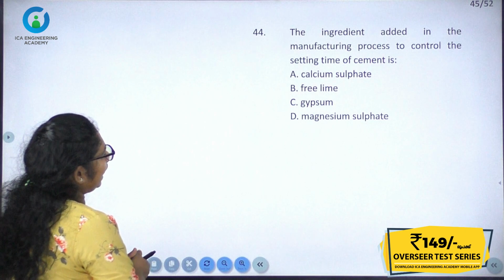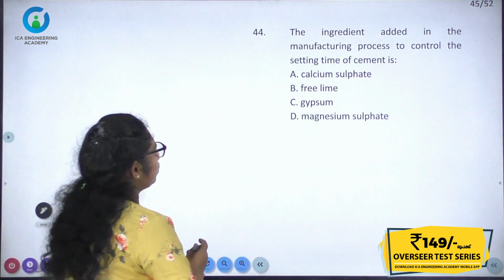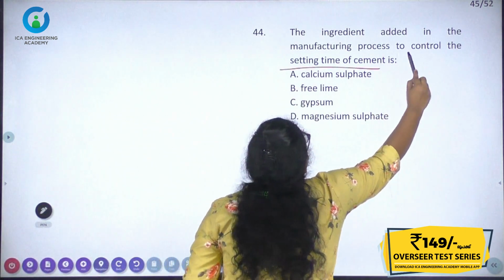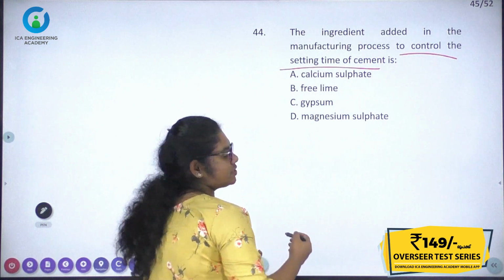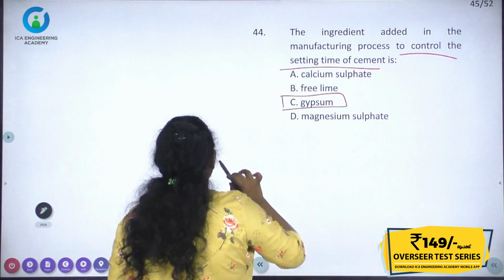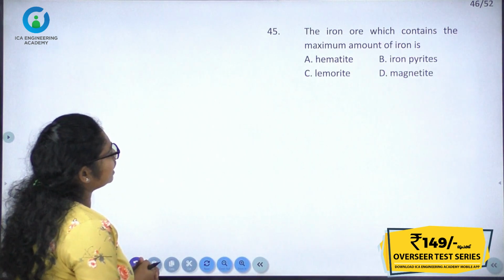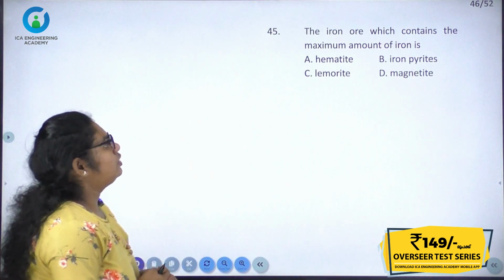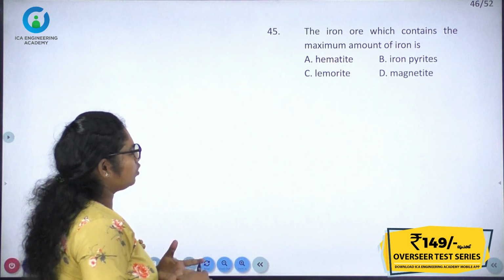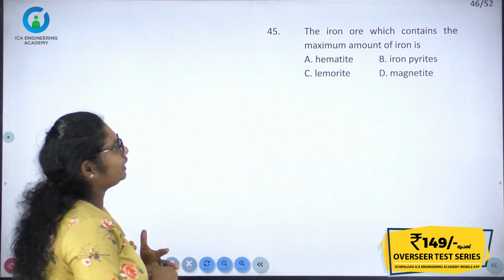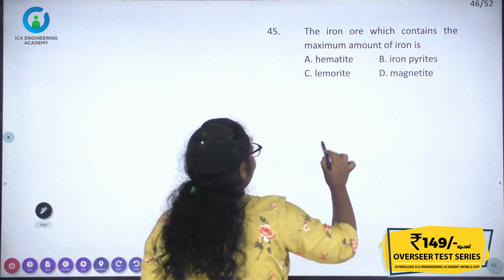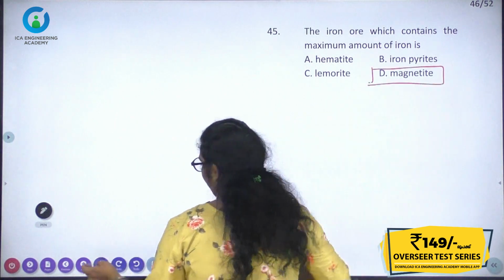The ingredient added in the manufacturing process to control the setting time of cement is gypsum. The iron ore which contains the maximum amount of iron is called magnetite.